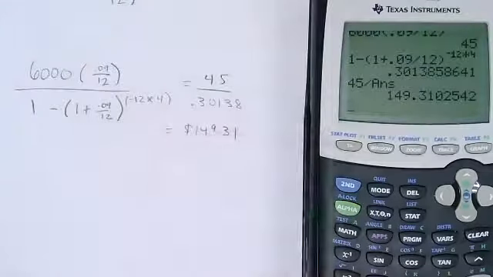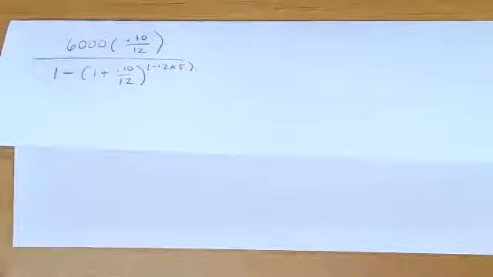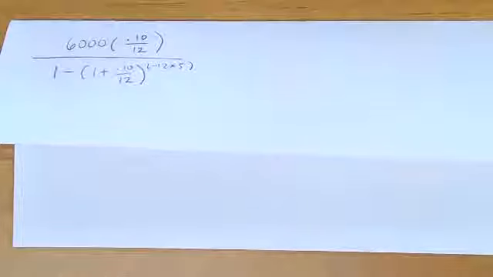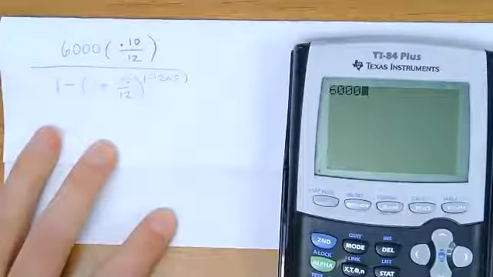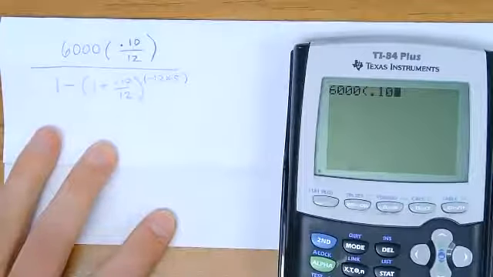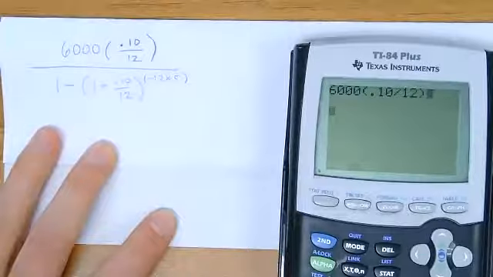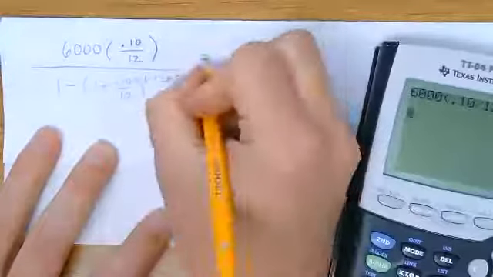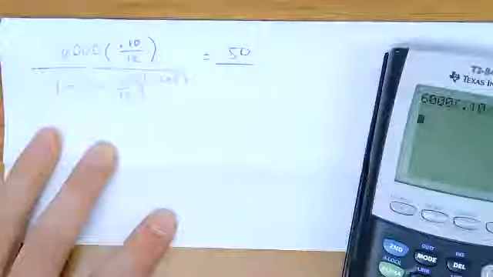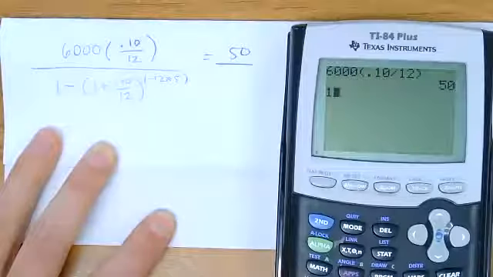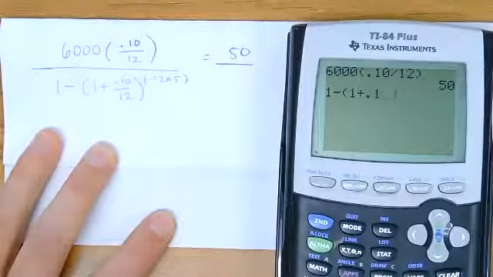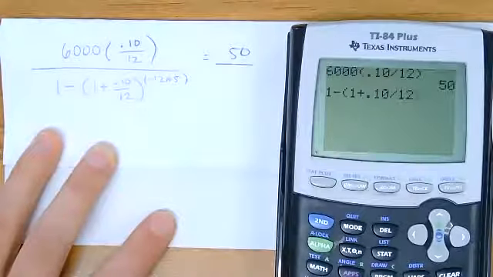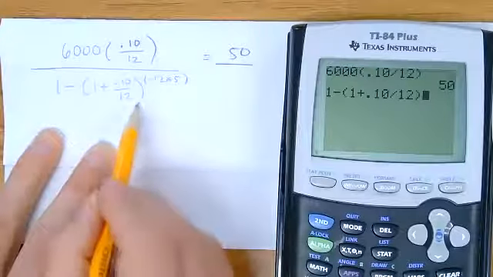Okay, let's do our last one. All right, I'm going to go back to my older calculator here, just in case you do have that older calculator. So let's do the numerator, which is 6,000 times 0.10 divided by 12. And that gives me 50. Divided by, watch me put this whole thing in, 1 minus parentheses 1 plus 0.10 divided by 12. Okay, close my parentheses, just like I have here.